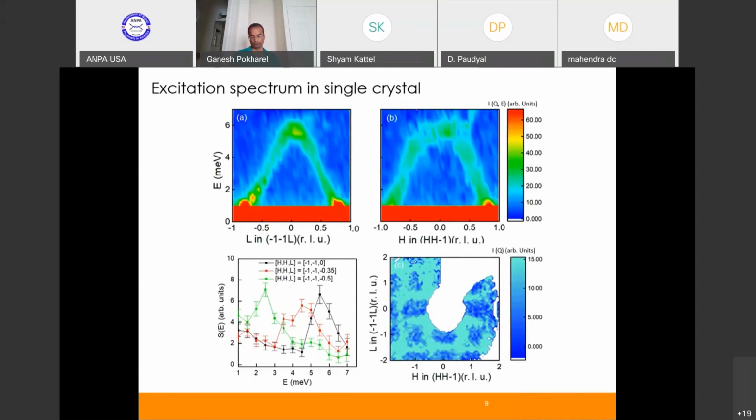And the third figure is the line cuts at different regions in the reciprocal space, and the last figure in the slide indicates the constant energy cut, and the circular region shows the constant energy portion of the spin wave cone in this material. For this plot, we took the constant energy of 3 meV.